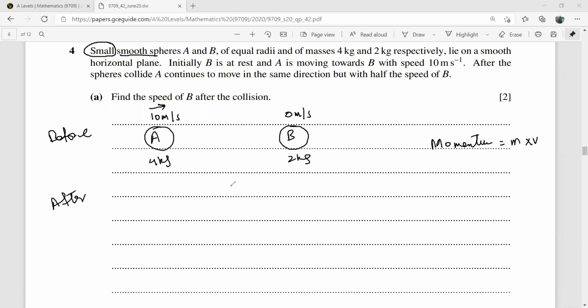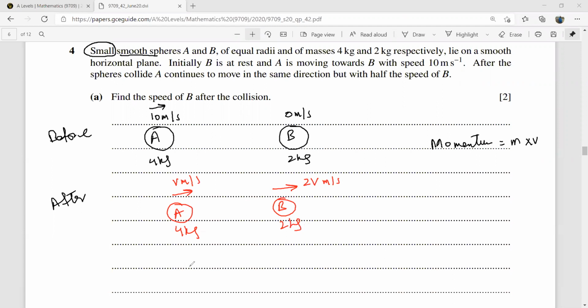It says A continues to move in the same direction, but with half the speed of B. So this is A going in the same direction, and this is B. Suppose B is going at a speed of 2V meters per second, then A's speed would be V meters per second. So this is 4 kg, this one is 2 kg.